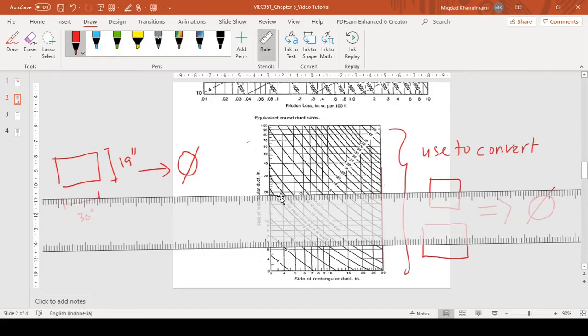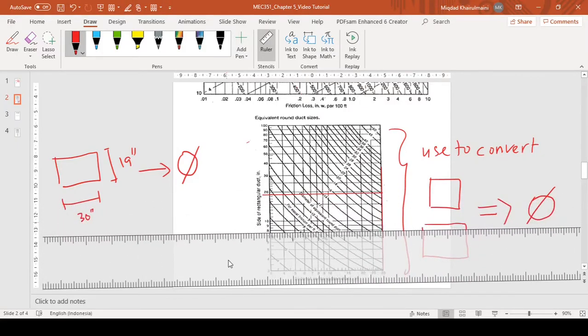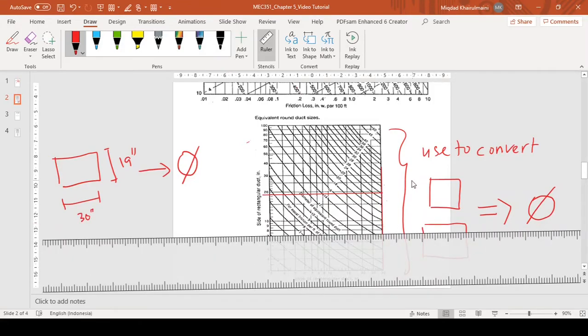Here we can see that the diameter for the ducting is equivalent to 26 inches. So if our rectangular duct is 30 inches by 90 inches, and we want to convert it into round duct, the diameter has to be 26 inches.